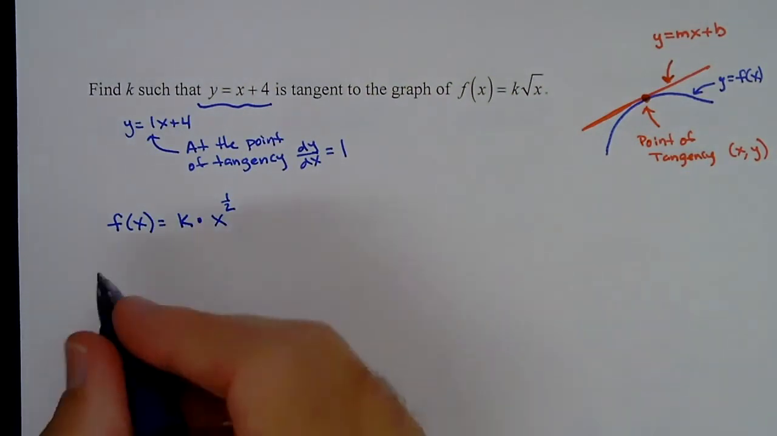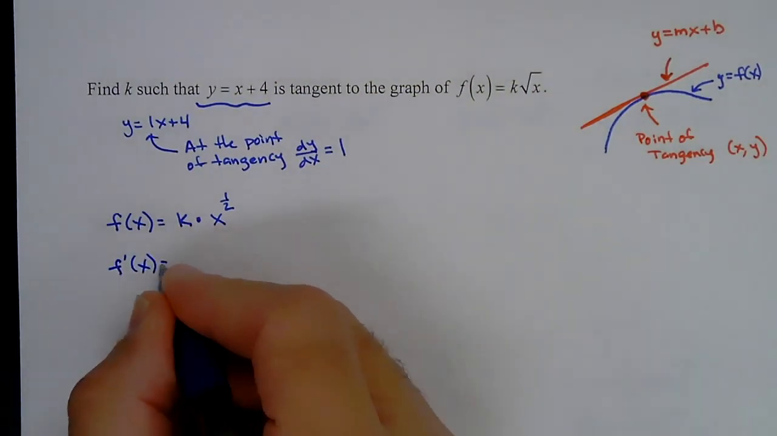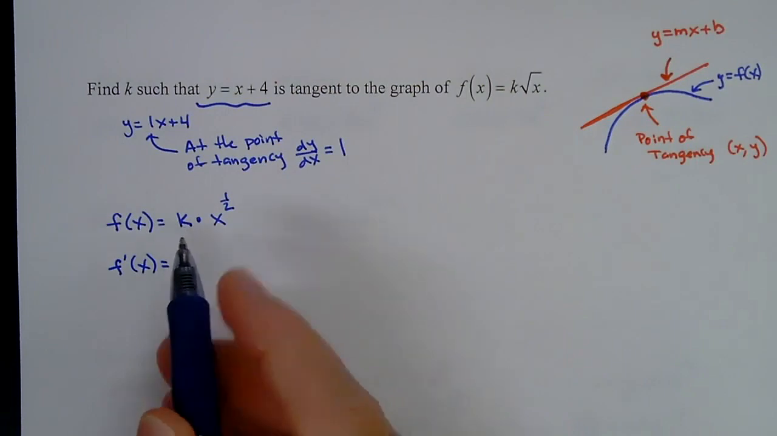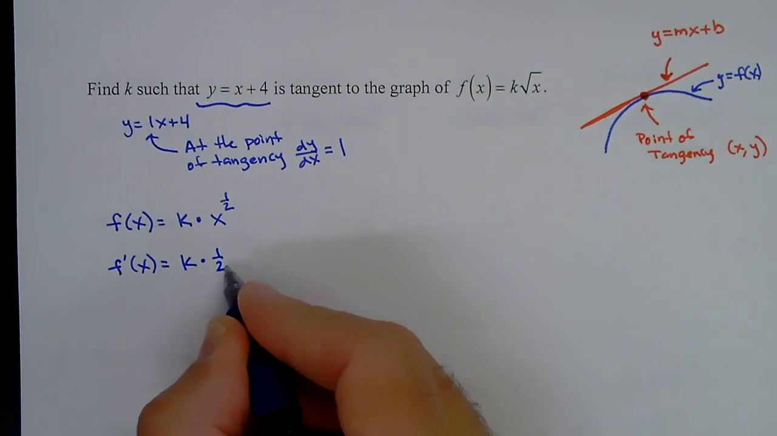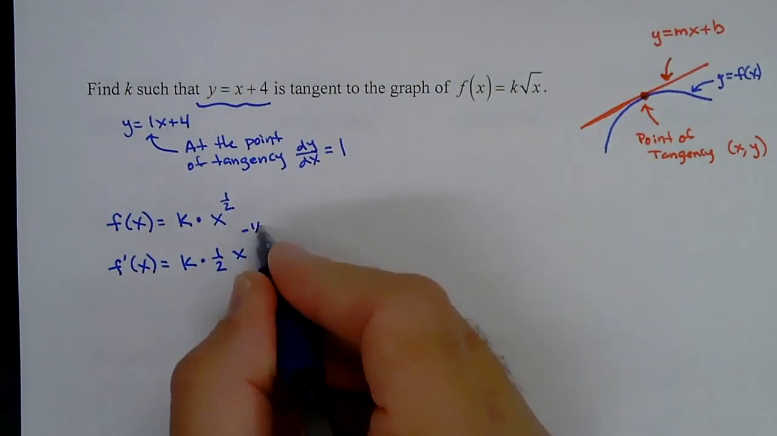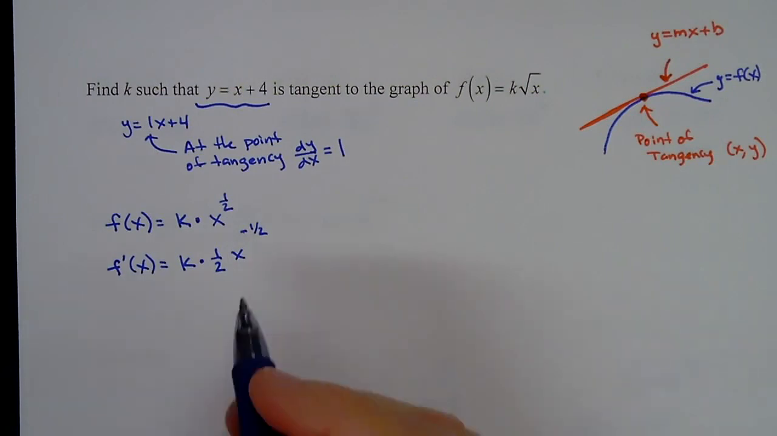So that means f prime of x is equal to, okay, so this k is a constant, so it's going to be k times 1/2 x to the negative 1/2. Because how do we get the negative 1/2? Well, we took 1/2 and we subtracted 1, or we subtracted 2 halves. And 1/2 minus 2 halves is -1/2.